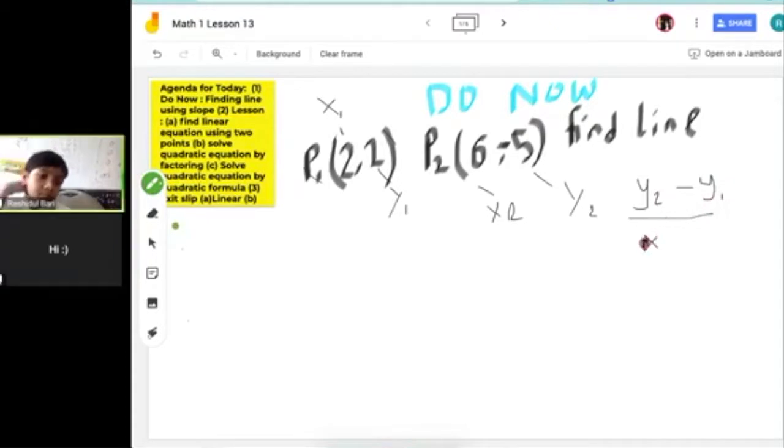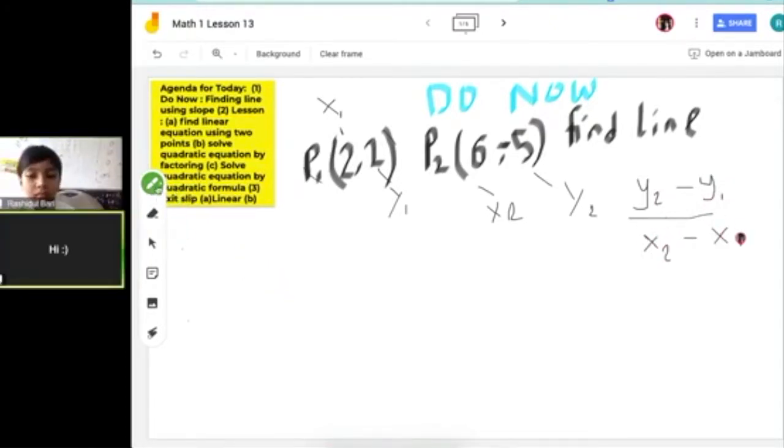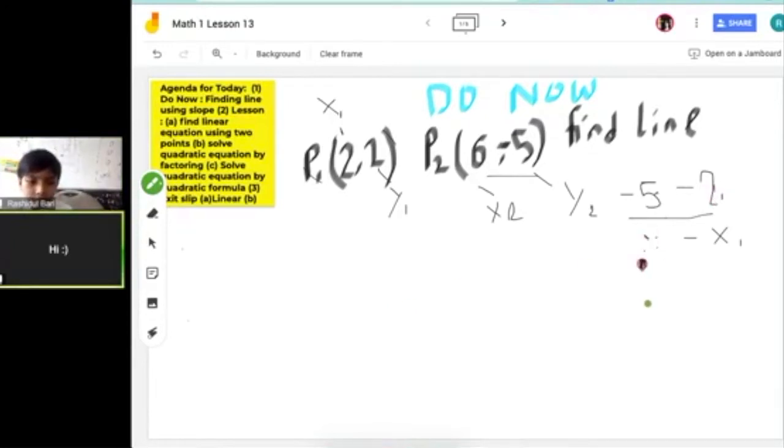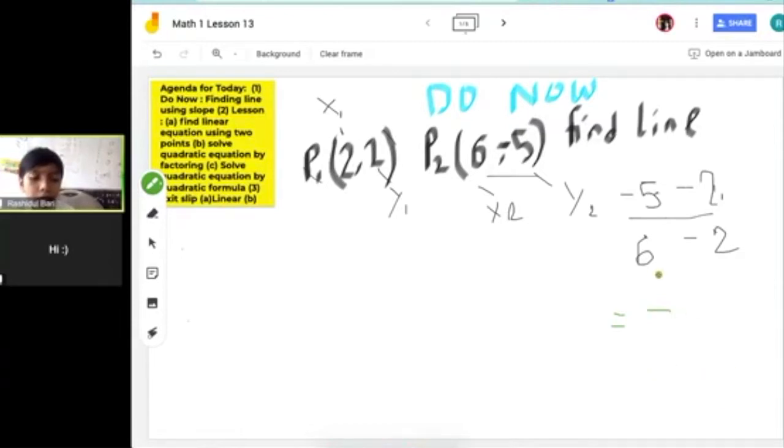And x2 is x1. So let's fill this in. Since we know that y2 is negative 5, let's replace y2 as negative 5. Okay. Since we know y1 is 2, let's replace that as 2. Since we know x2 is 6, let's replace that as 6. And since we know x1 is 2, we'll replace that as 2. So what would that give you? So we know that negative 5 minus 2, a fraction. Yeah. That gives you negative 7 over 4.